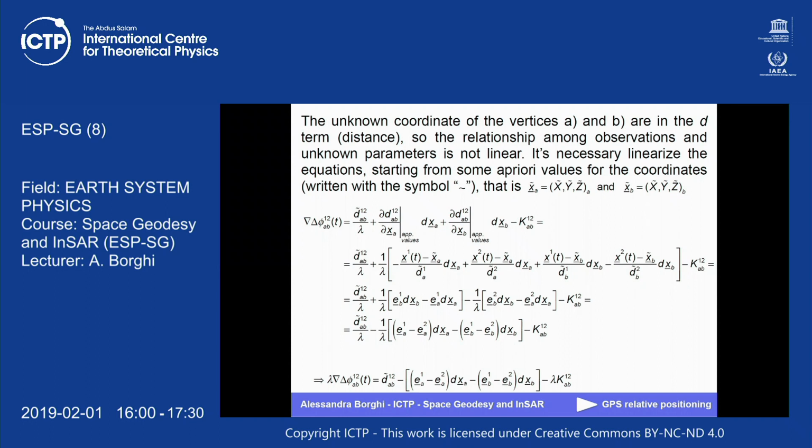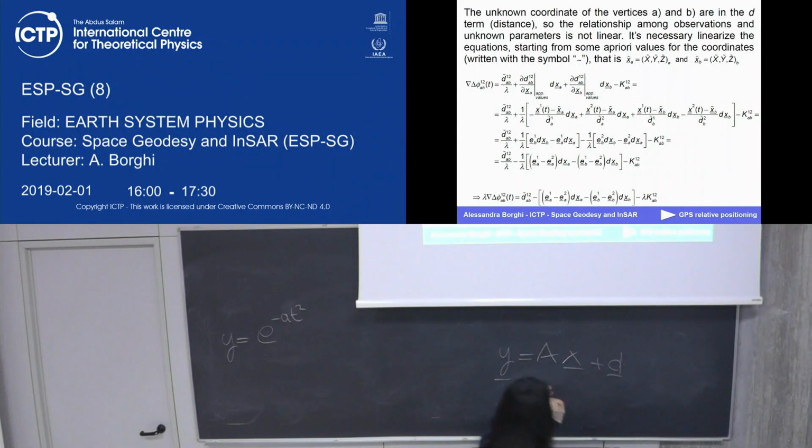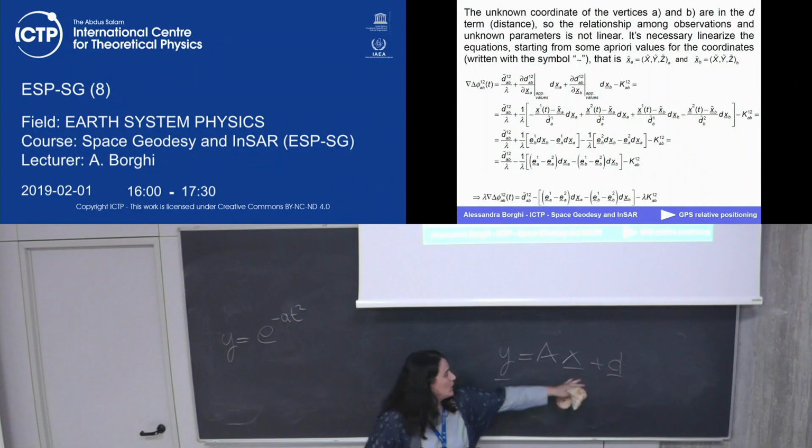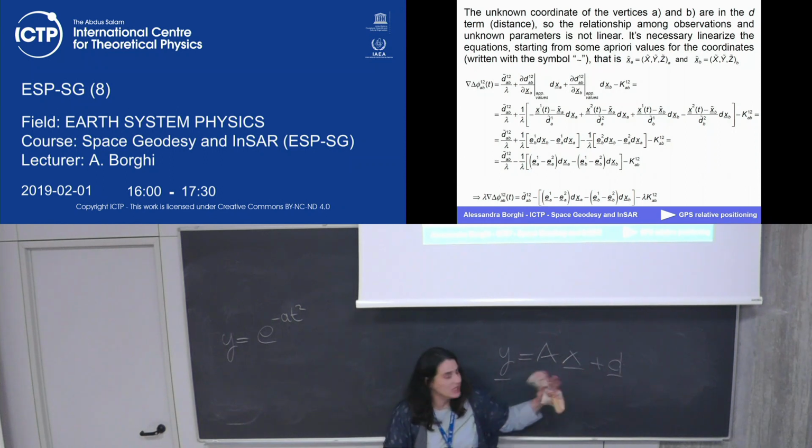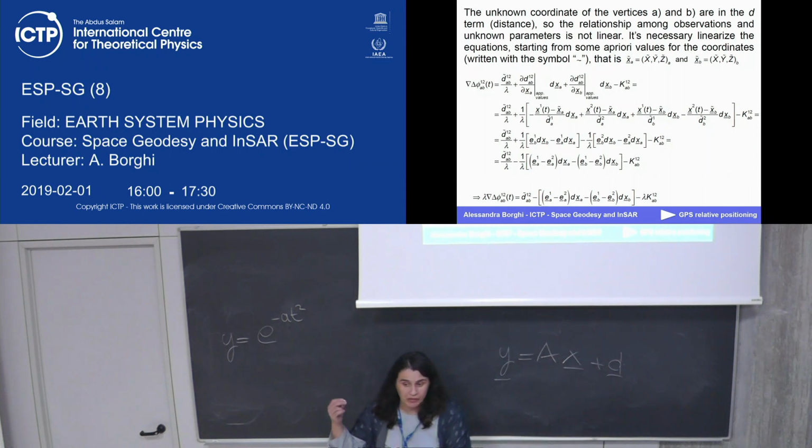so we cannot write, sorry, there was already on the blackboard a relationship like this. This is a linear model in terms of vector and matrix. With the GPS, starting from the double differences and so on, we cannot write this type. It's not a linear model. So we have to linearize our observation equations.